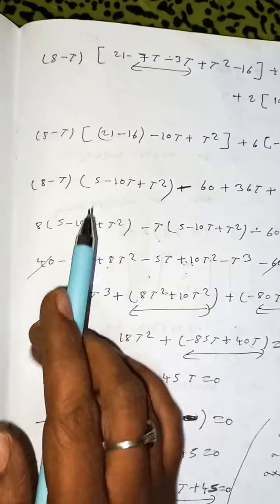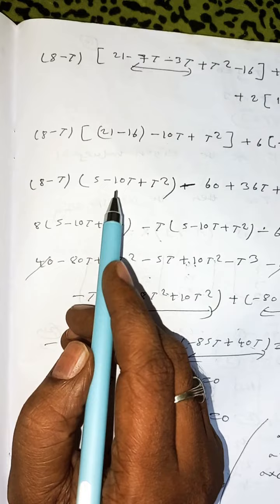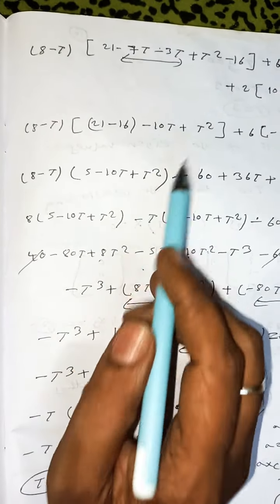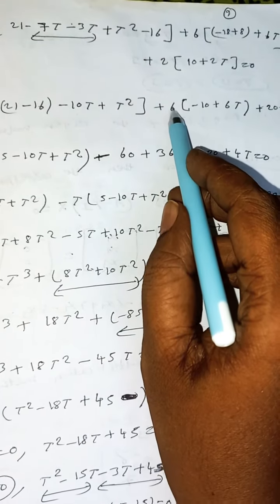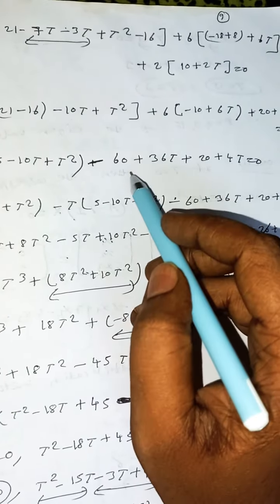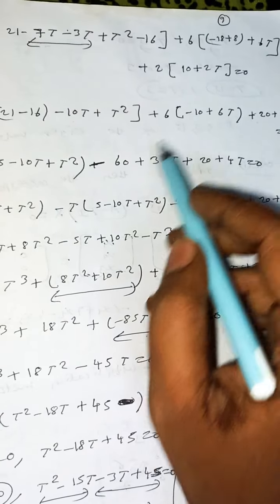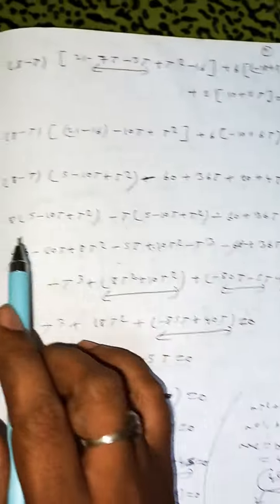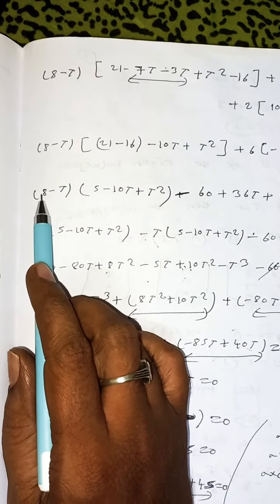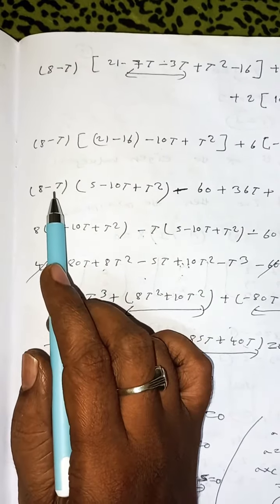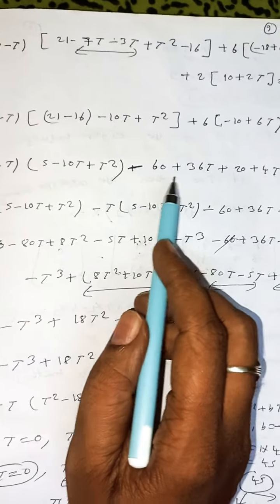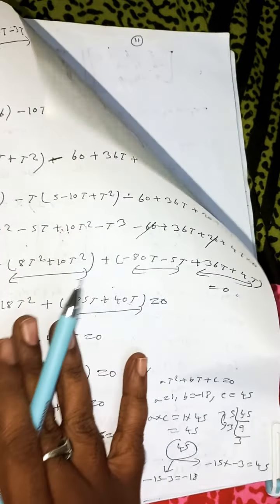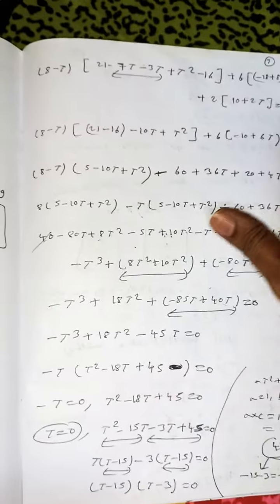Now 8 minus lambda into, so 21 minus 16 is 5, minus 10 lambda I wrote as it is, plus lambda square. So minus plus into minus is minus 6 into 10 is 60, plus 6 into 6 lambda is 36 lambda, 20 plus 4 lambda I wrote as it is. So now multiply 8 into this total term, next minus lambda into this total term, minus 60 plus 36 lambda plus 20 plus 4 lambda is equal to 0.